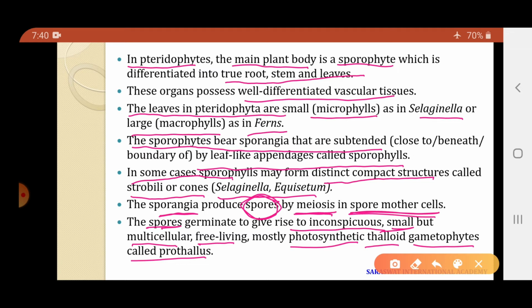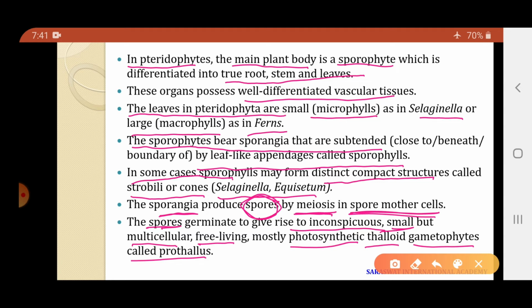called as the prothallus. यानी स्पोर्स के जर्मिनेशन से क्या बनता है? गैमेटोफाइट. ये जो गैमेटोफाइट है यहाँ पे उसको हम क्या बोलते हैं? प्रोथैलस. How is this prothallus? It is small, but it is multicellular and it is free living. जैसे हमने ब्रायोफाइट्स में देखा था कि मेन प्लांट बॉडी गैमेटोफाइट थी. गैमेटोफाइट क्या बनाता था? स्पोरोफाइट. लेकिन ये स्पोरोफाइट किसके ऊपर डिपेंडेंट था? गैमेटोफाइट पे. लेकिन यहाँ पे ऐसा नहीं है.